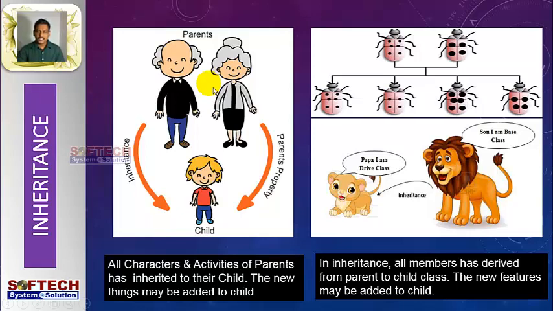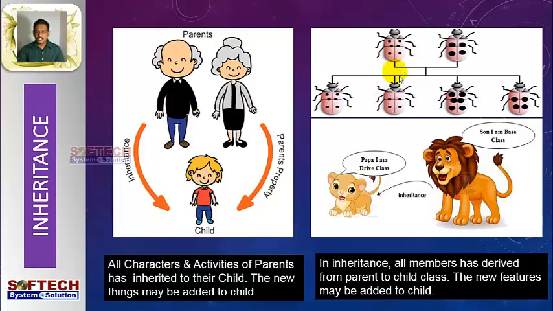We can hide some data, that is, we can extract some data from the parent. We can add some features to the child. This is inheritance. That is, all characteristics and activities of the parents are inherited by their child. New things may be added to the child. But all features are copied to the child, though some features are hidden. We cannot access those. Some new features are added to that child.